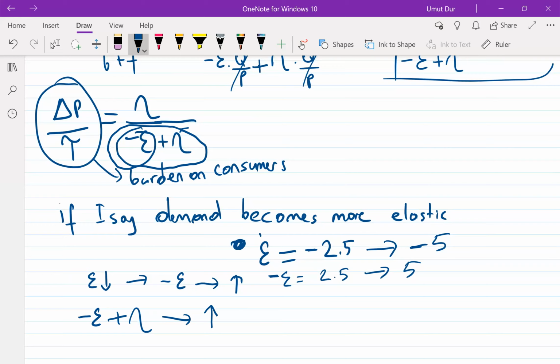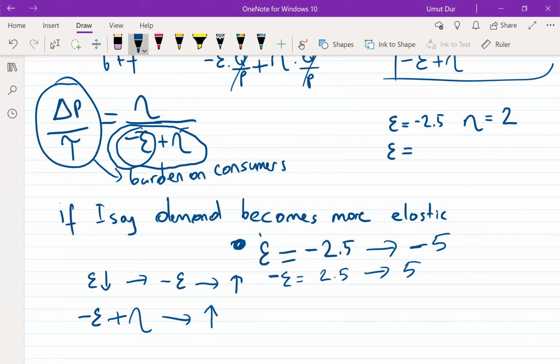So epsilon is minus 2.5. Okay, so let's start with a concrete example. Epsilon is minus 2.5 and eta is 2. I just came up with this number.